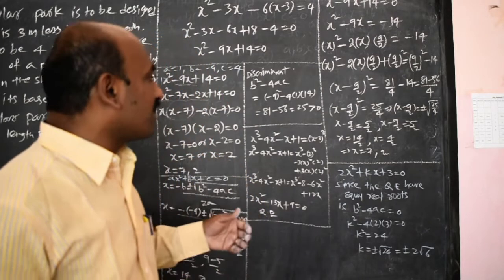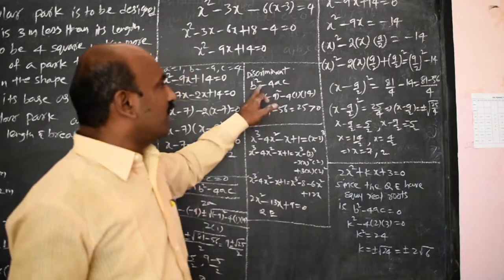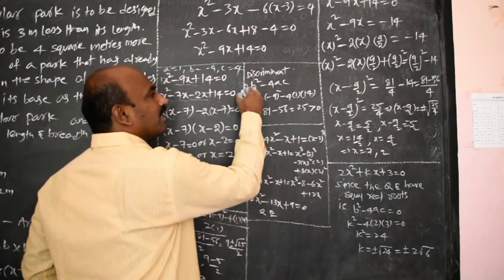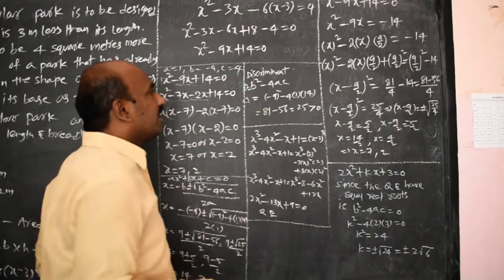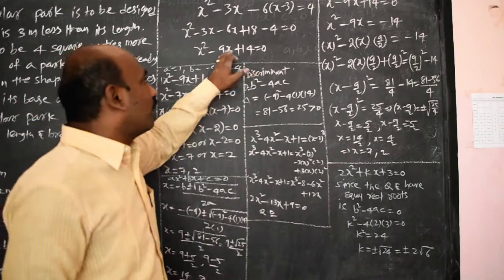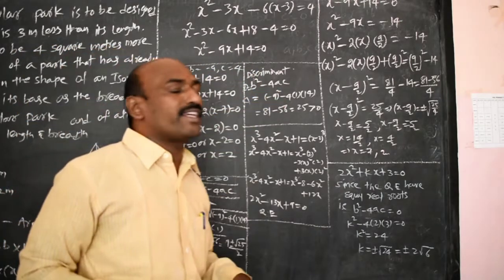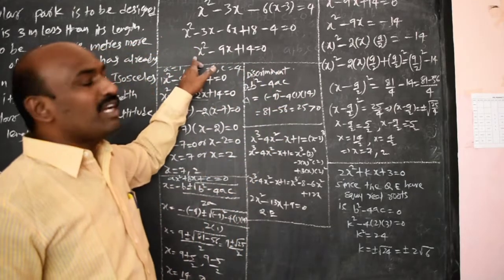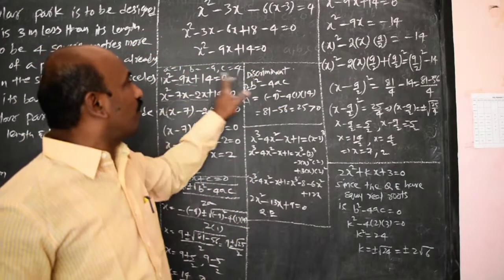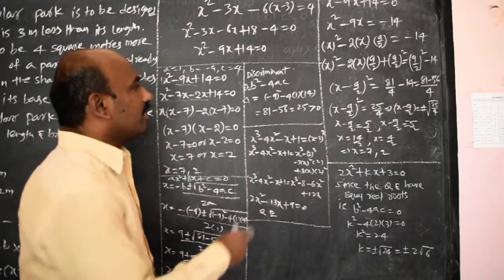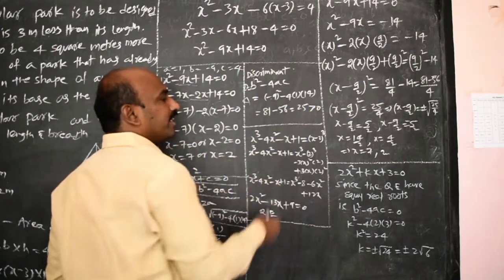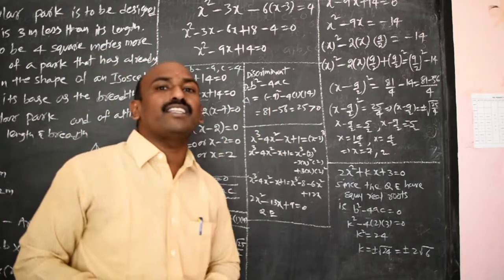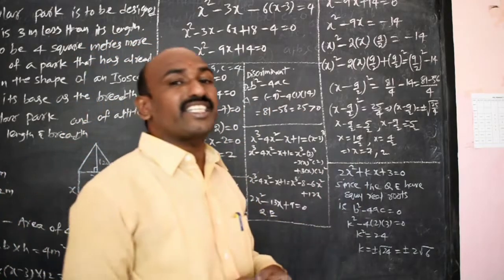Next, the last concept in this one is the discriminant, which we already discussed: b square minus 4ac. We can write the discriminant as capital D or delta. For the same quadratic equation, how can you find the discriminant? It is b square minus 4ac, which is minus 9 whole square minus 4 into 14. Here the a value is 1, the b value is minus 9, and the c value is 14, as we have already discussed. Then minus 9 whole square minus 4 into 14 equals 81 minus 56, which is 25, which is greater than 0. We can conclude that it has two distinct real roots.